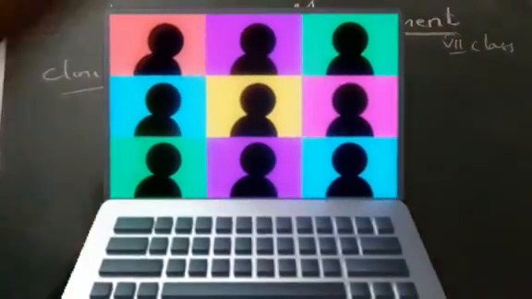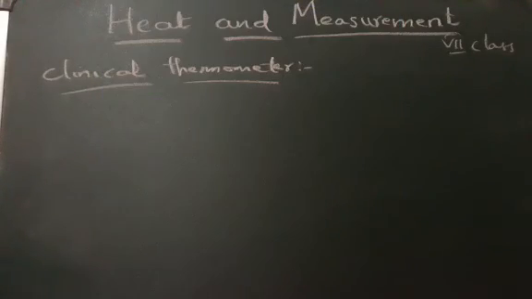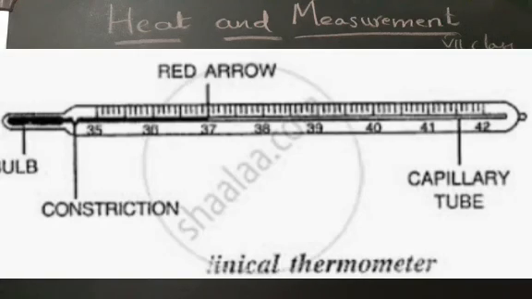Okay, of 7th class. So in our previous class we have learned about the thermometer, right? So in this class we are going to learn about the types of thermometers and how we are going to use it. So the first type of thermometer is the clinical thermometer.